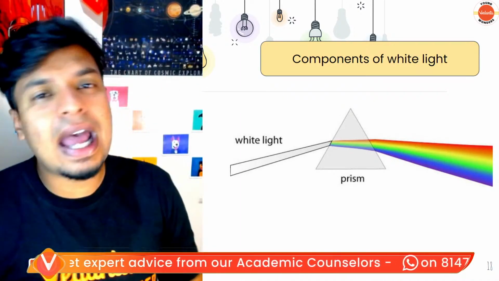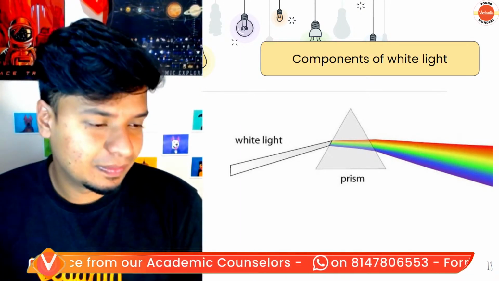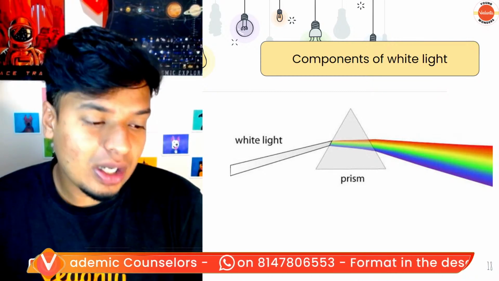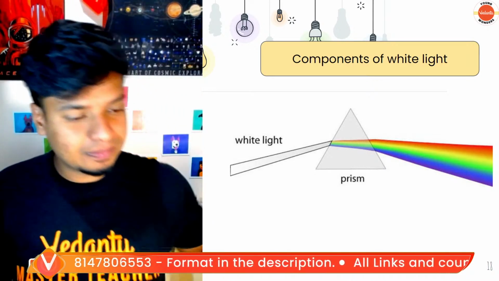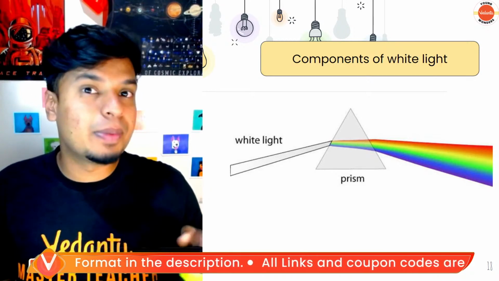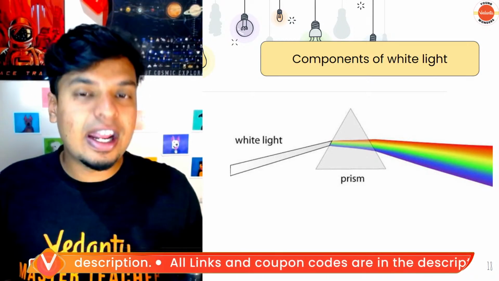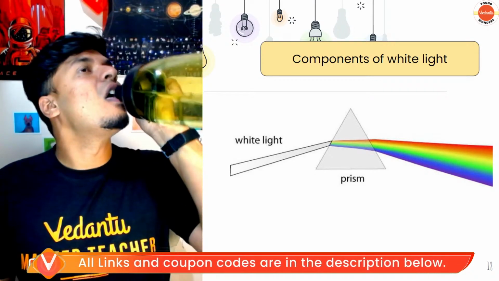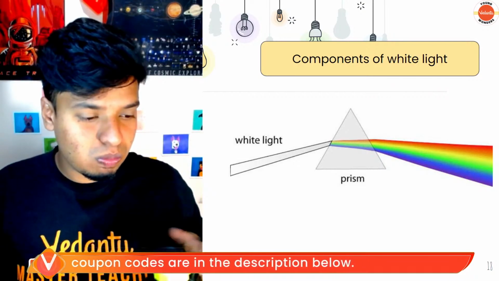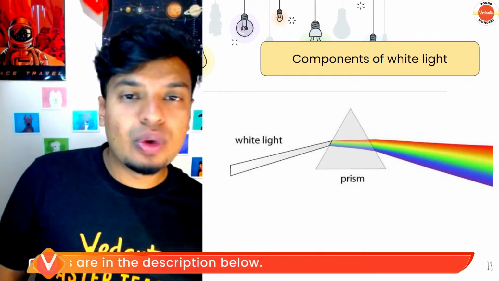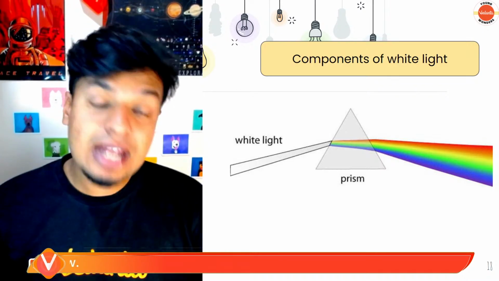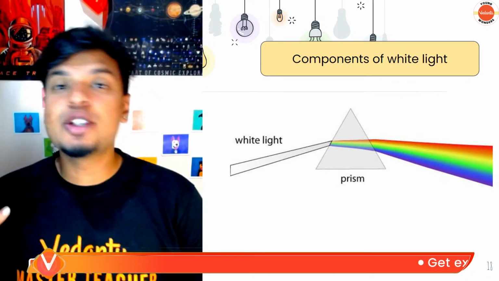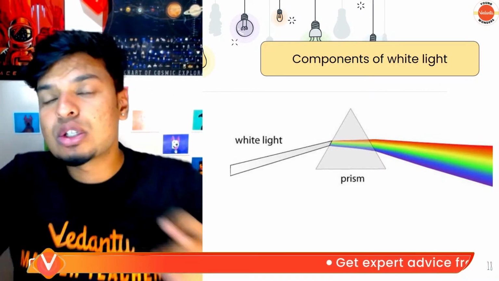Now tell me what acts as a prism in nature. What acts as a prism in nature? Tell me. Quick. In nature, what acts as a prism when a rainbow is formed? Your raindrop. Yes. Your raindrop acts as a prism, and that is why the white light splits into its component colors.